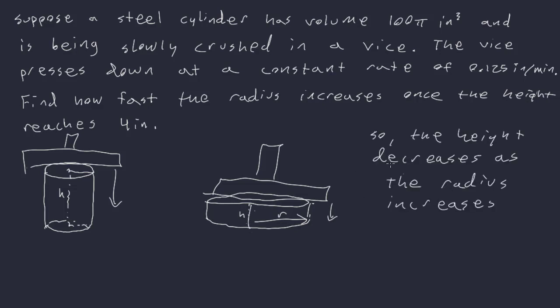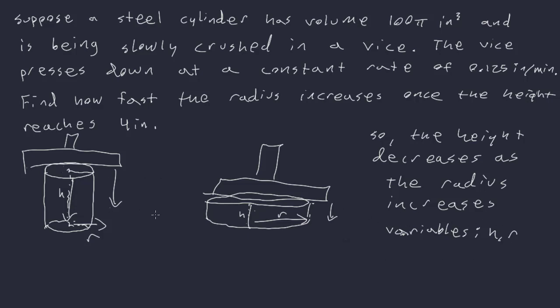All right, so notice what I've done here. One, I've drawn a picture. I always think that's a good idea. And then I identified what things were changing over time. So when this is happening, the height is going down, but at the same time, the radius is moving out. These things vary over time, so these are going to be my variables.